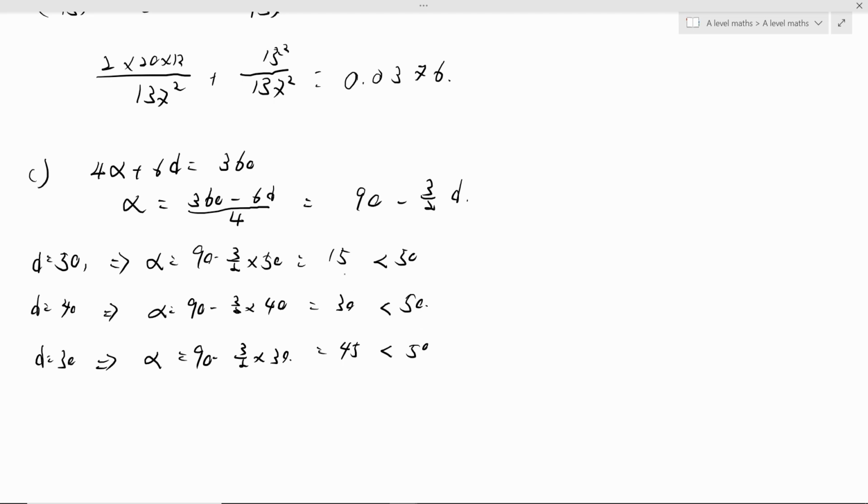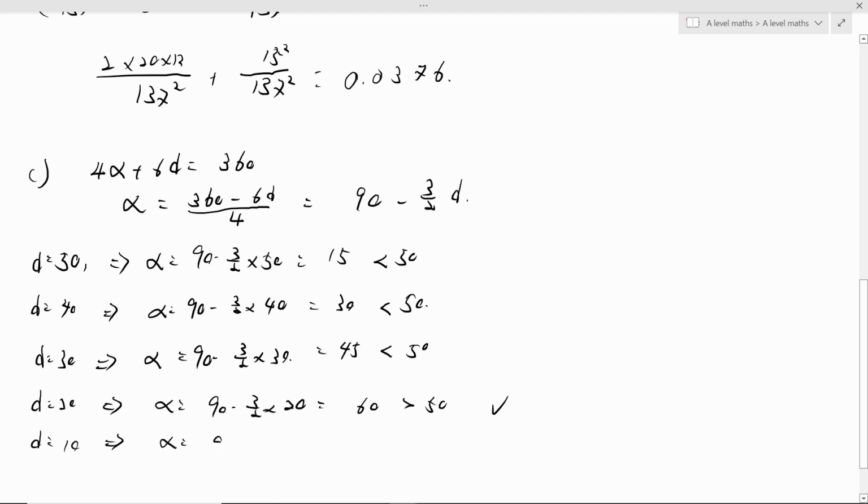And you can see, it seems like it's increasing by 15 each time, so you probably would expect the next one to be 60. I think it should be, right? Let's say d is 20, and then alpha is 90 minus 3 over 2 times 20, which is indeed 60, which is greater than 50. Good. And you probably expect d is 10 should also satisfy and should give you 75. Let's just try. Yep, 90 minus 3 times 5, that's indeed 75.